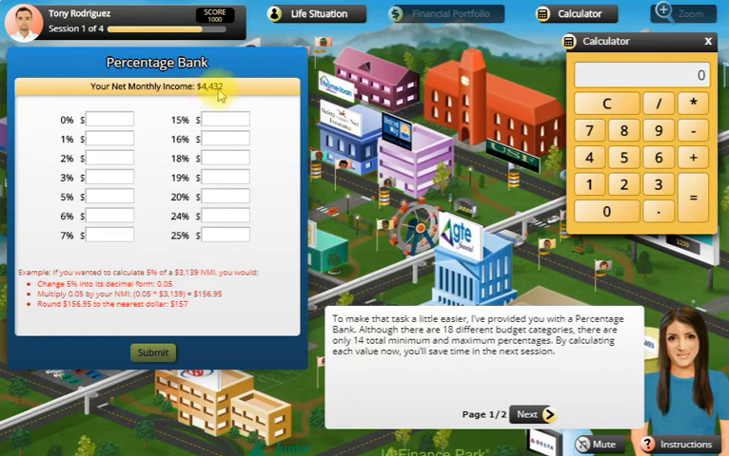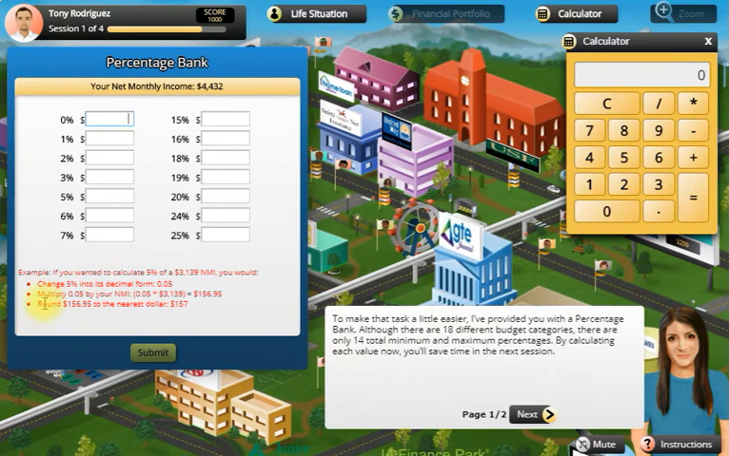Everybody's number here, your net monthly income, is always going to be different for each person because we all have different professions. We make different amounts of money. So I'm going to show you the process of what you go through to figure out these different percentages of your income. Just make sure you're focusing on the steps that I'm taking, and make sure you refer to your numbers in your game. Okay, so we'll start here with 0.